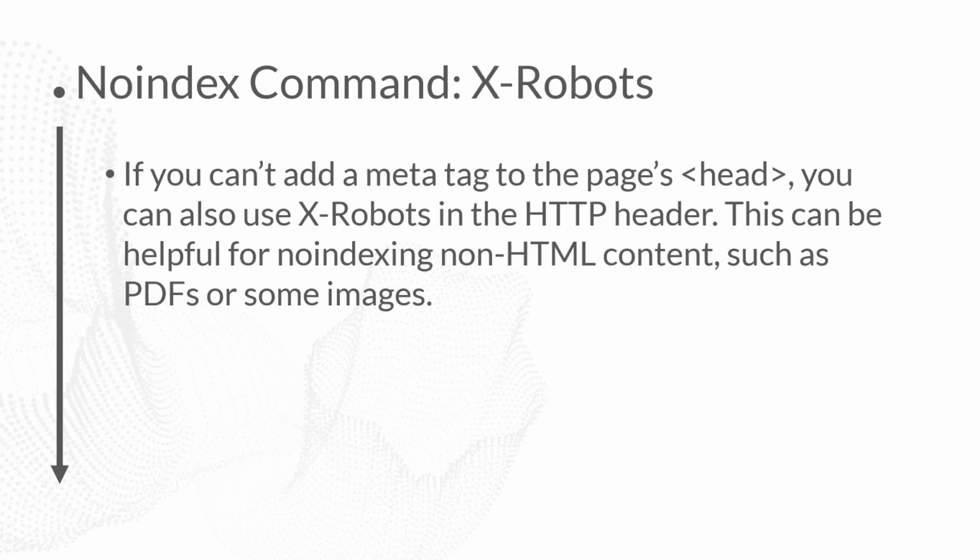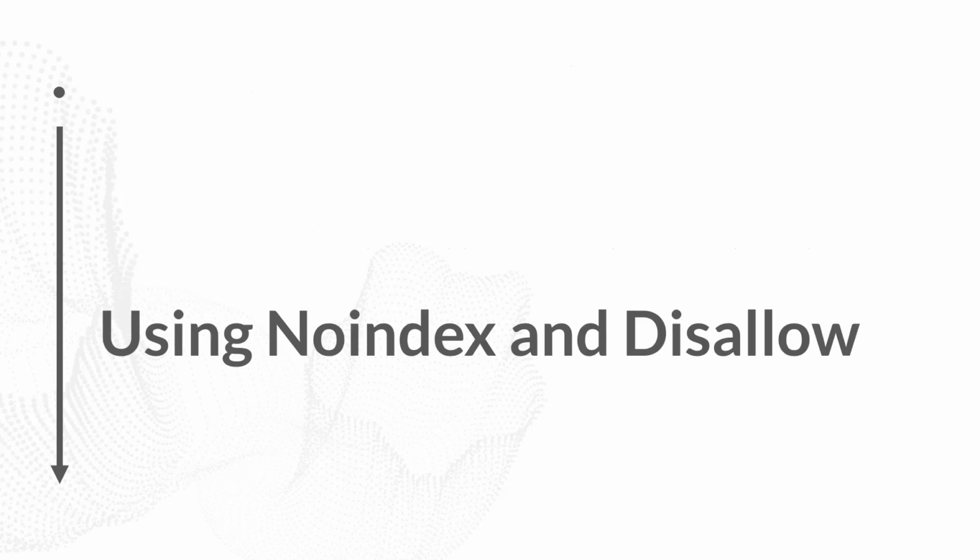The other note here is if, for whatever reason, you cannot add a meta tag to the page's head, you can also put what's called an X-Robots-Tag into the HTTP header. And this can be helpful for noindexing non-HTML content, such as PDFs or images, if you don't want those PDFs or images showing up in search results.